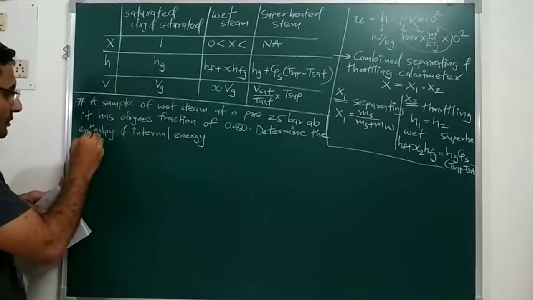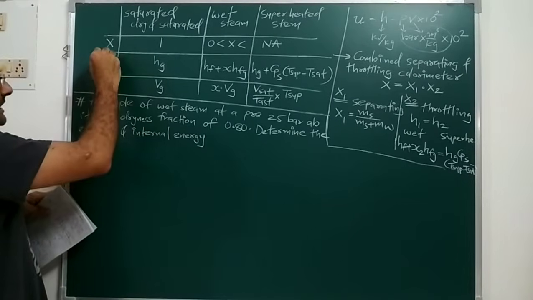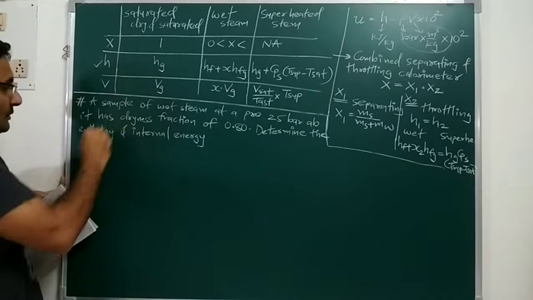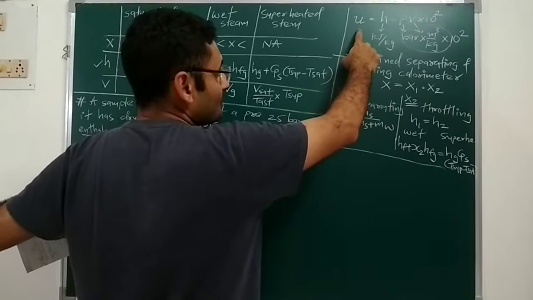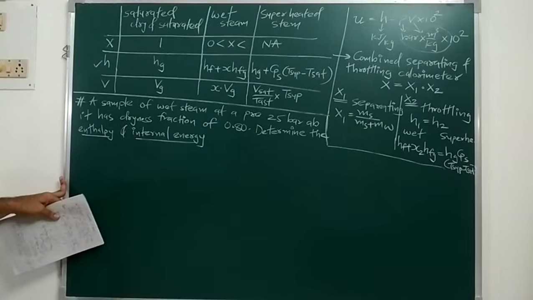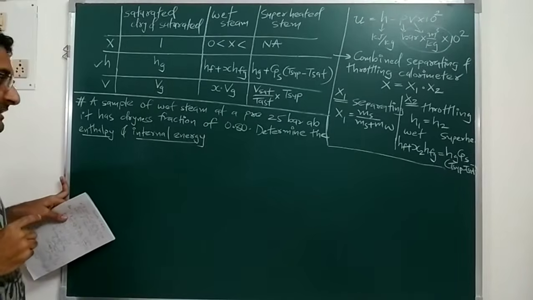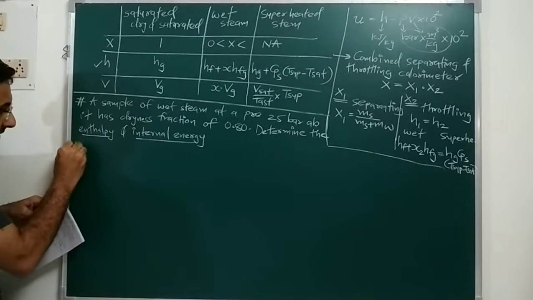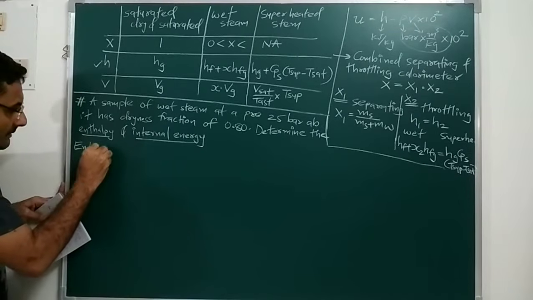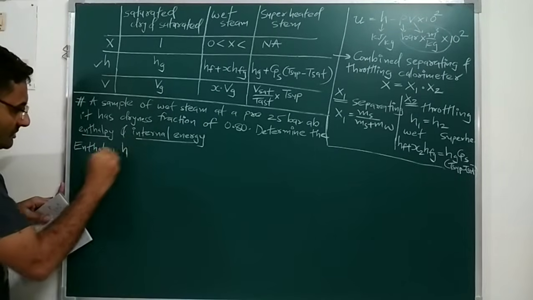First question: you have to determine the enthalpy. Enthalpy means H you have to find, and for internal energy you have to use the equation U equals H minus PV. Now how will we start this example? First of all, we have to find out the enthalpy, so over here I will write enthalpy H.